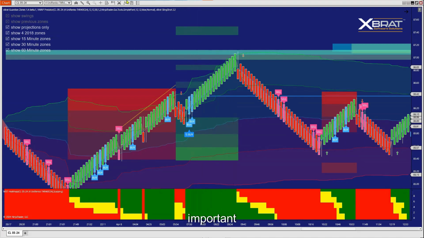It's very important to understand. This is the reason why we gave you access to the VWAP Predator for a month, just so you can understand and learn how to combine these two together.